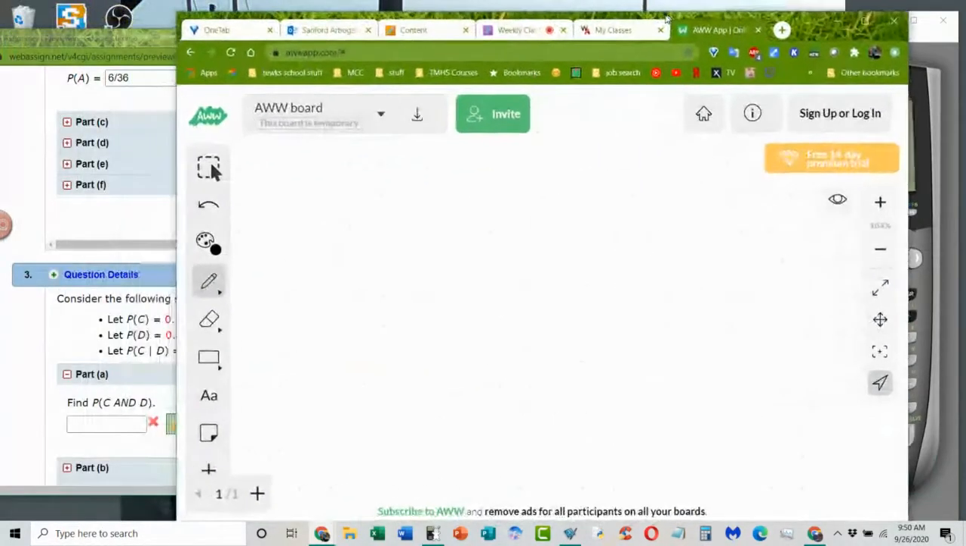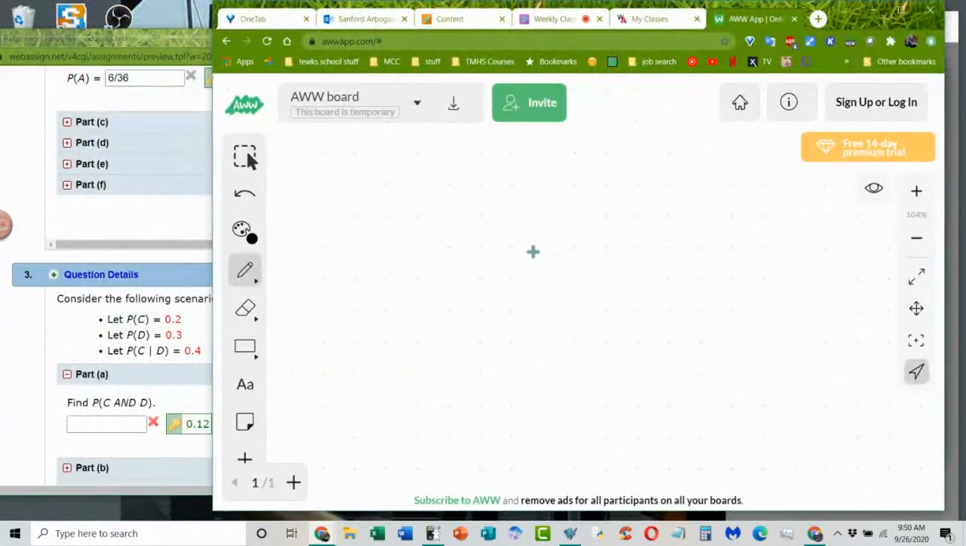I'm just trying to move stuff over so I can see both things here. There. Okay. So, probability of C. Professor. Yes.